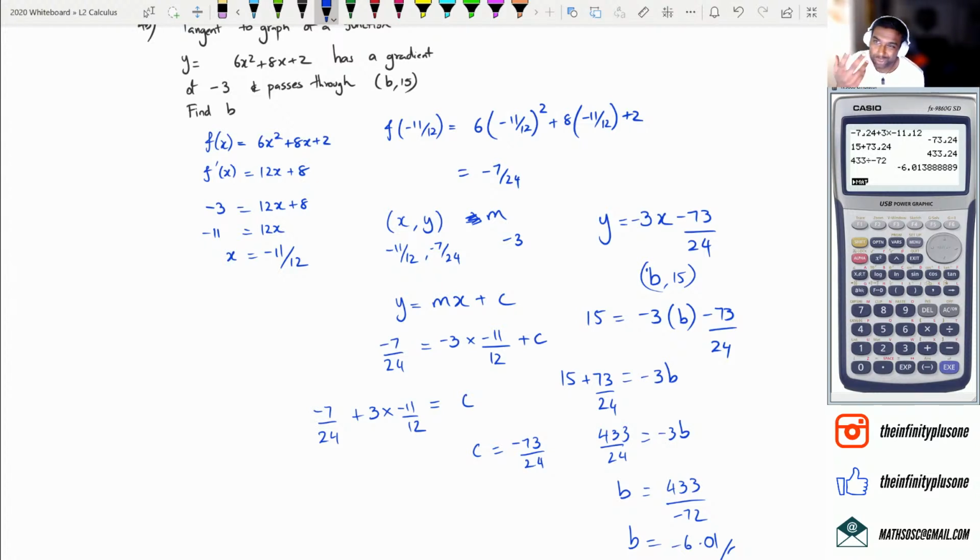Emily, 2 decimal places, but I found that in calculus, generally, the numbers tend to be very nice in calculus. Yeah, 2 decimal places is always good enough for me.